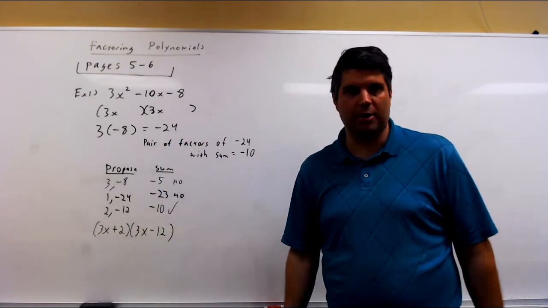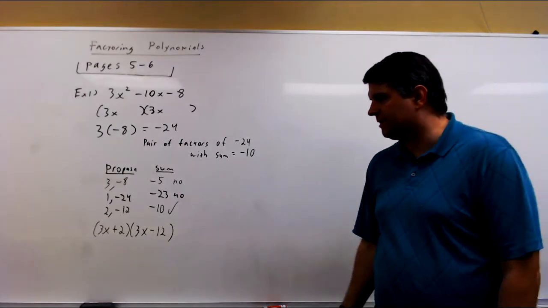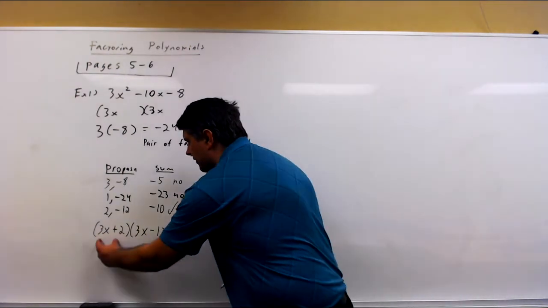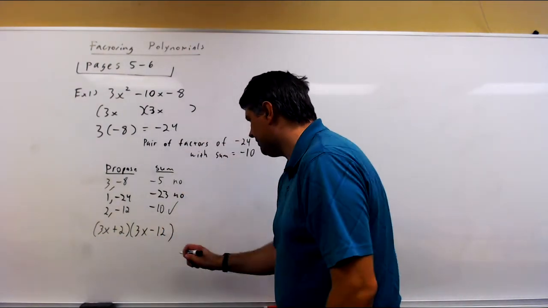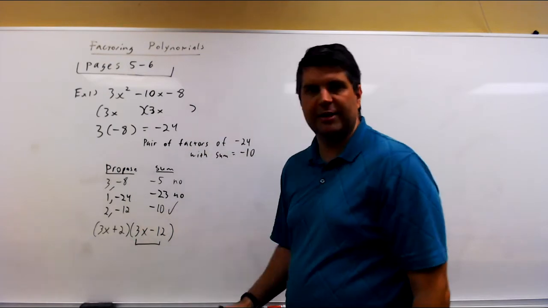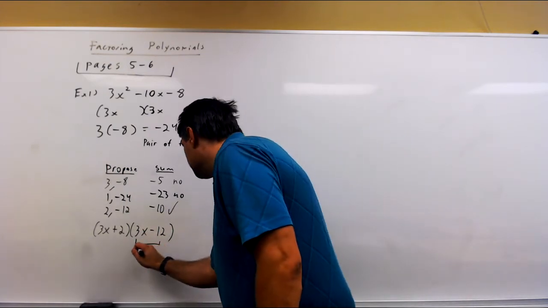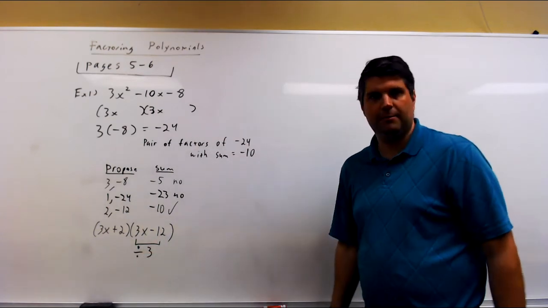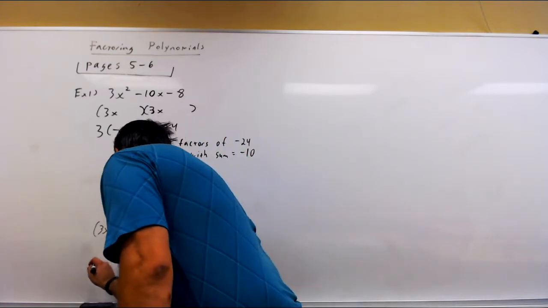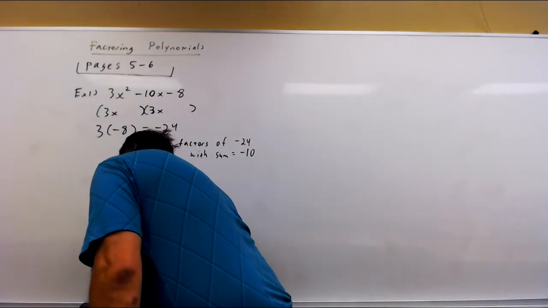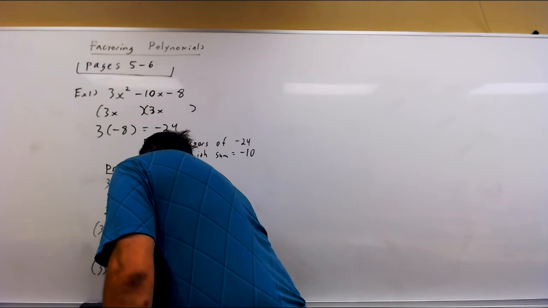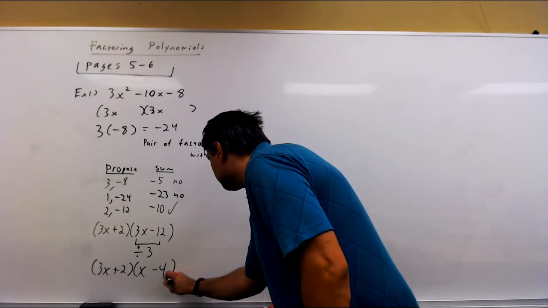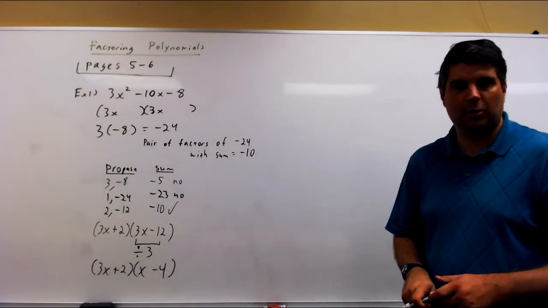Now this is very important. You look for anything that divides both terms of any binomial. These two are divisible by 1 only, but these two are divisible by 3. So divide by 3. So I will have 3x plus 2 and x minus 4, because that's division. And I'm finished.